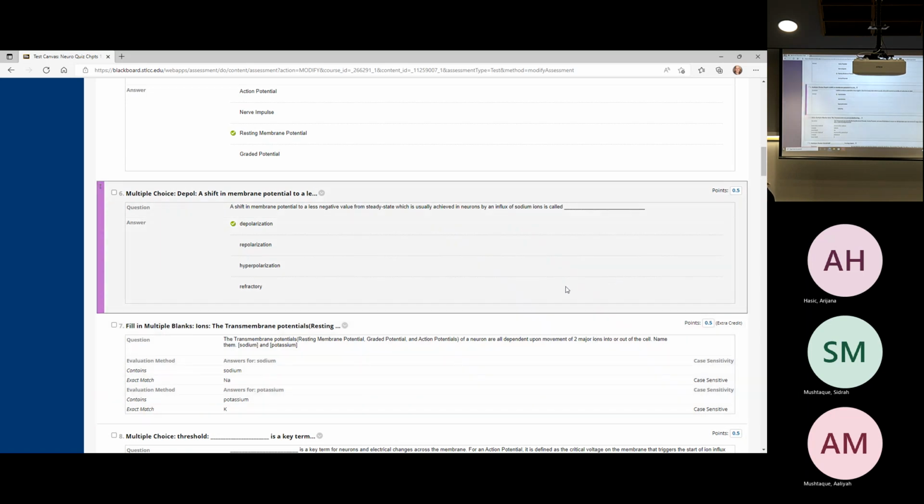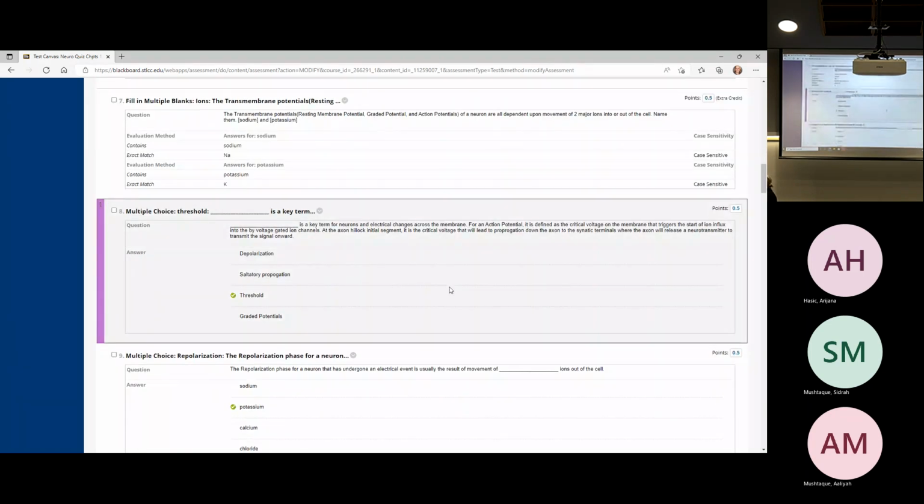Okay. Next question. All right. If you put them in the wrong order, I had to manually correct this. So if you put potassium and sodium. Yeah. So what are the two major ions?